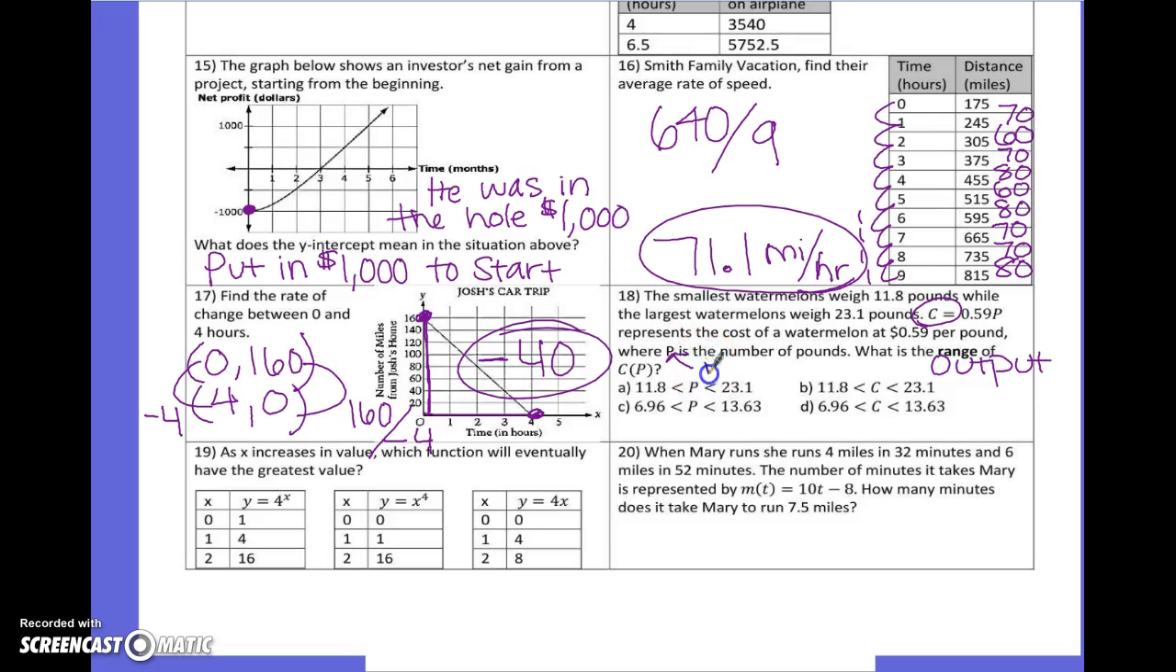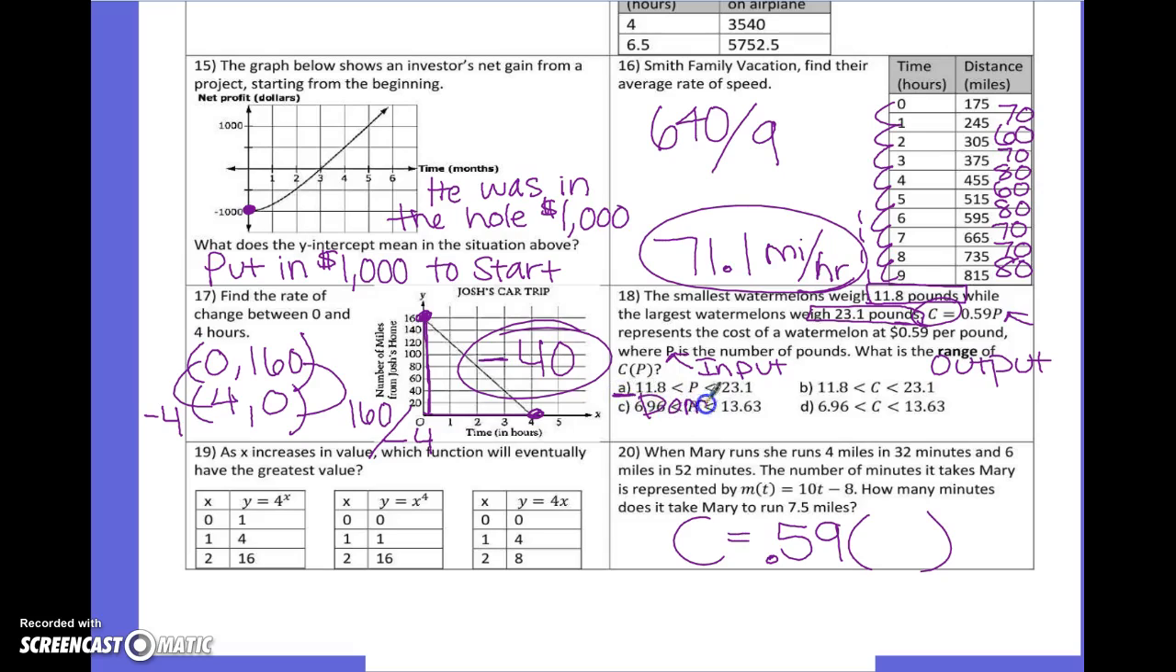So P is the input. And so you're saying, what's the smallest amount of money that I'm paying, and what's the greatest amount of money that you would pay for the watermelons? If I was talking about the domain, then the number of pounds I'm working with, or the input numbers for P, those are the numbers plugging in, then I would be talking about the domain, which would be 11.8 and 23.1, and that would be answer A.